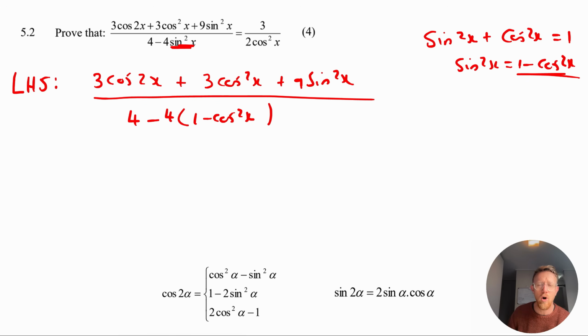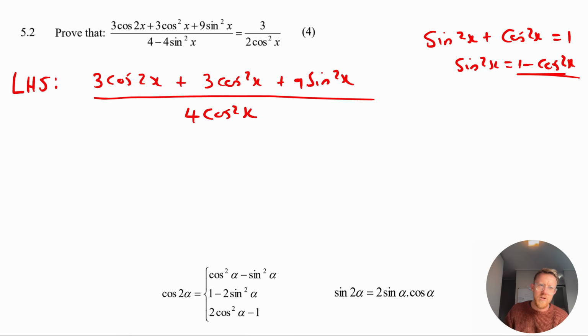As I said, there are other ways of thinking about that. You could have taken out a 4 as a common factor, and it would have simplified quite nicely. Now, if we just simplify that, you're going to end up with 4 minus 4 plus 4 cos squared x. So these two are going to cancel, and so at the bottom we just have 4 cos squared x.